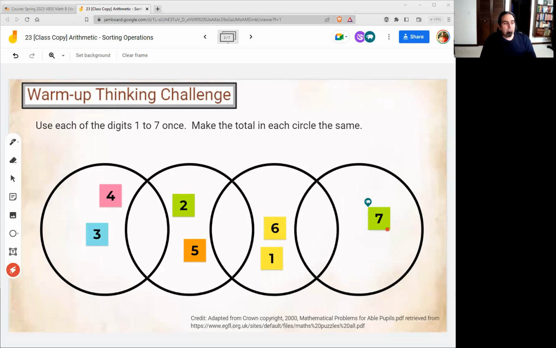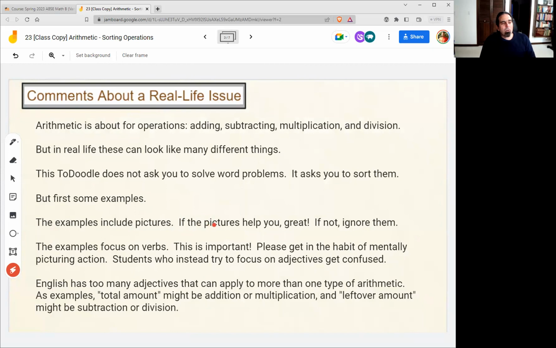This next ToDoodle is one of the more important ones we do as far as getting you ready for the GED. Our warm-up was rearranging numbers, and our real-life issue is about how to sort word problems. And this kind of seems strange, perhaps, if no one has asked you to sort word problems before. But the hard part about word problems is turning them into the math stuff. And once you get it as a bunch of numbers and symbols, then that part you can do.